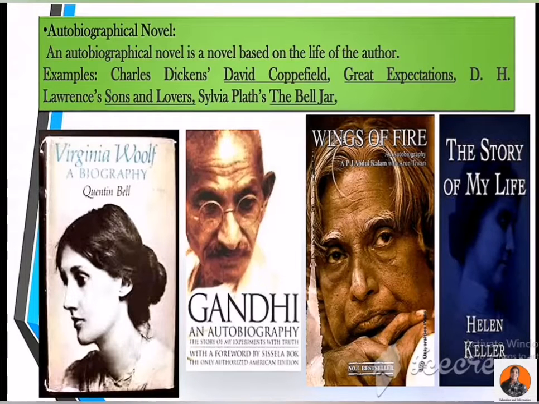An autobiographical novel is a novel based on the life of the author. It can be first person or third person narration, and the places and people's names can be changed by the author, but it is written based on the life and history of the author. See, Virginia Woolf's biography. Yes, a very famous novel about Gandhi and autobiography. Abdul Kalam's Wings of Fire and The Story of My Life by Helen Keller. These are famous autobiographical novels.